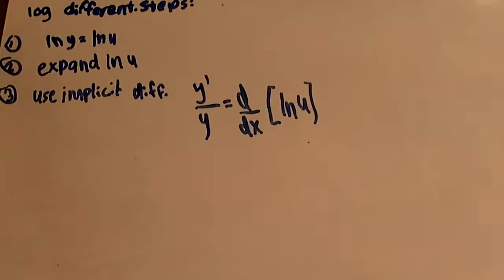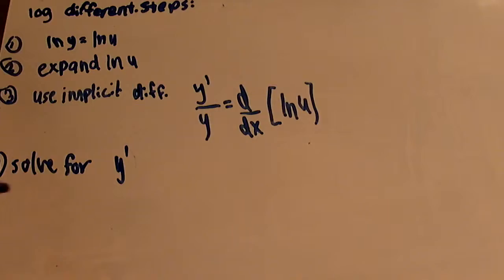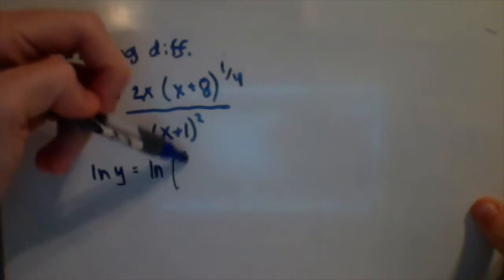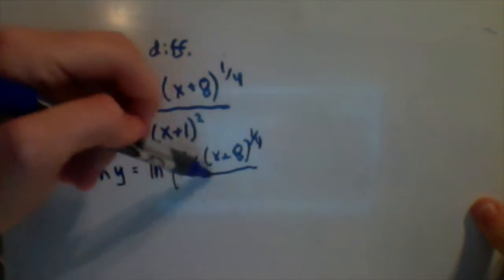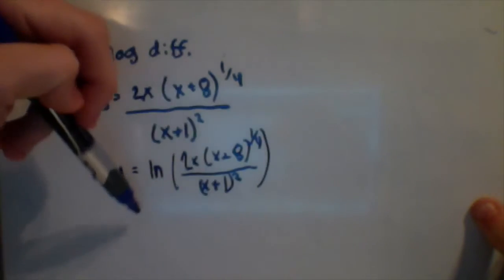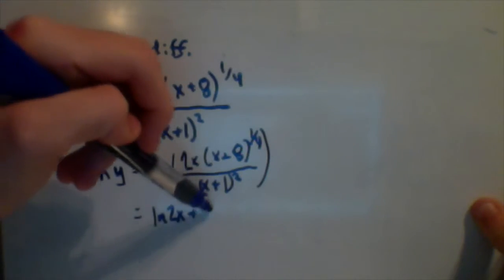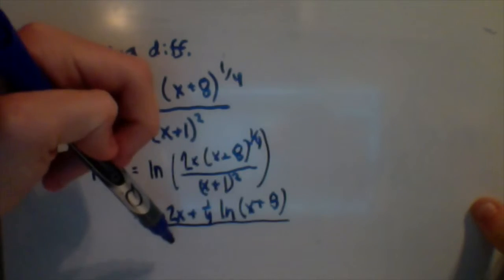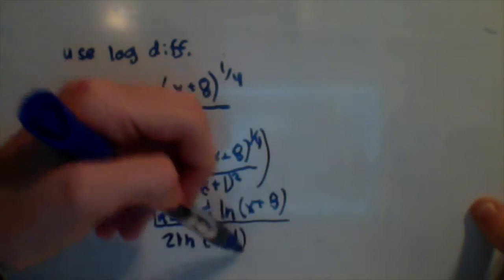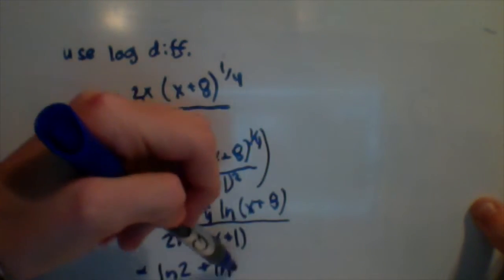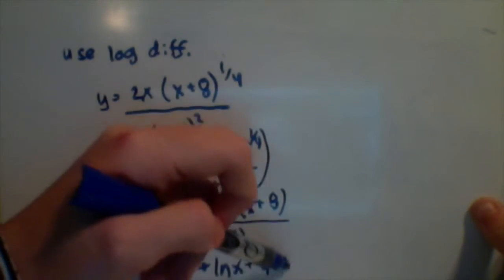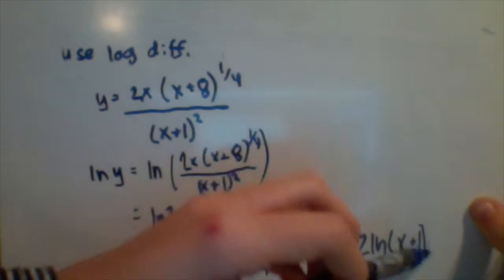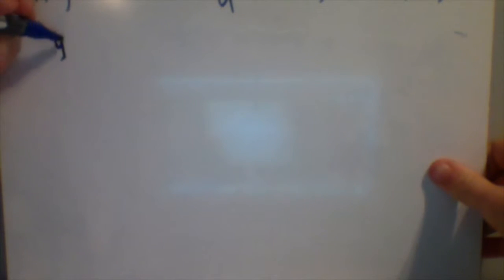So here I'm just writing out the log differentiation steps, just a quick refresher. So now we're going to do an example using the log differentiation steps. Take the ln of both sides. Then we're going to expand ln of the right completely using the properties of ln and logs.